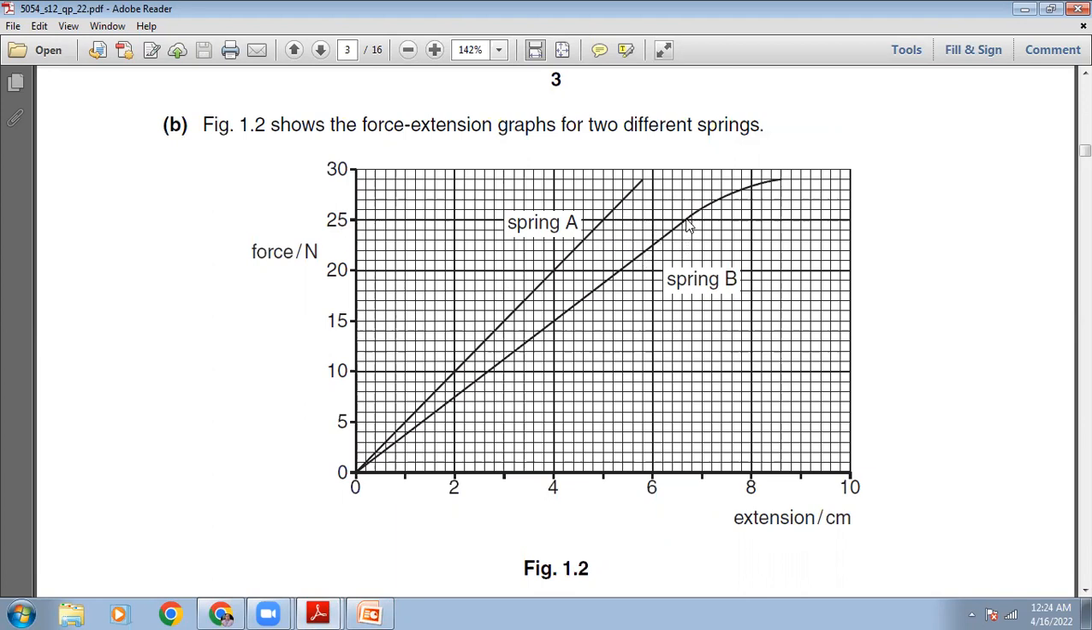But in spring B's graph, after 25 Newton, the graph is no more a straight line. The graph has started curving. So the gradient is changing. So it means that the force and the extension are no more directly proportional to each other. So we can say that spring B has crossed its limit of proportionality.